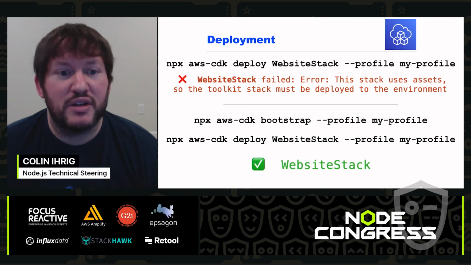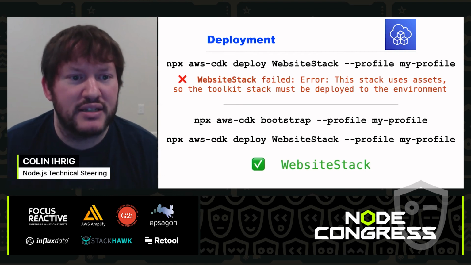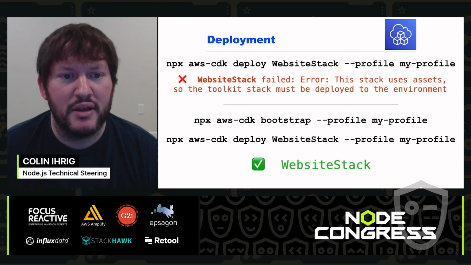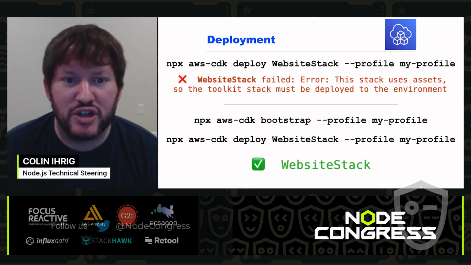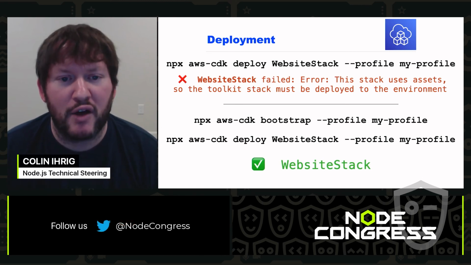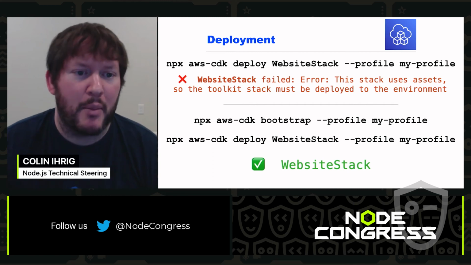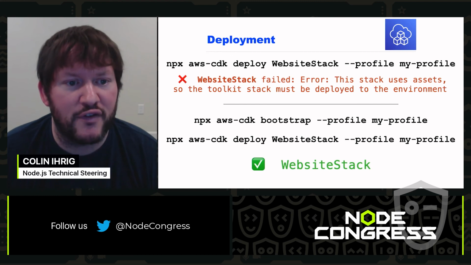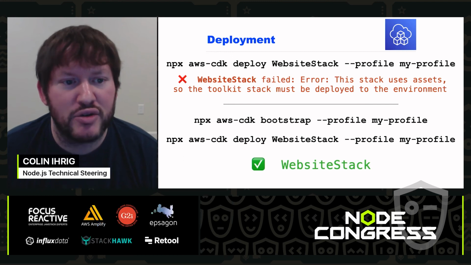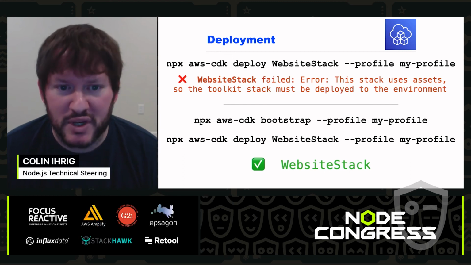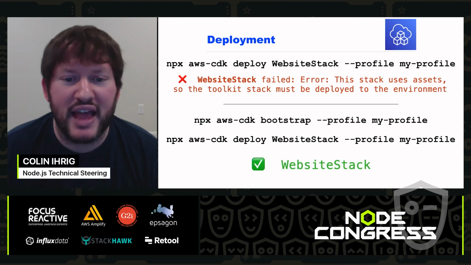So then to actually deploy the site, we would say npx aws-cdk deploy the website stack, and then I'm going to pass in my AWS profile from the command line so that it knows what environment to deploy to. But the first time that I run this, I'm going to see the following error. It says this stack uses assets, so the toolkit stack must be deployed to the environment. So what that means is I have to bootstrap this environment first.